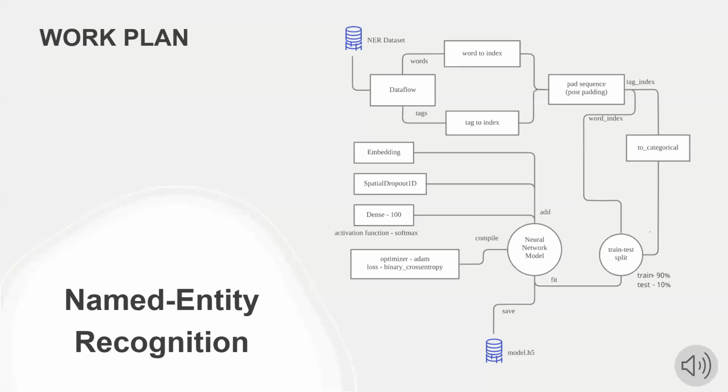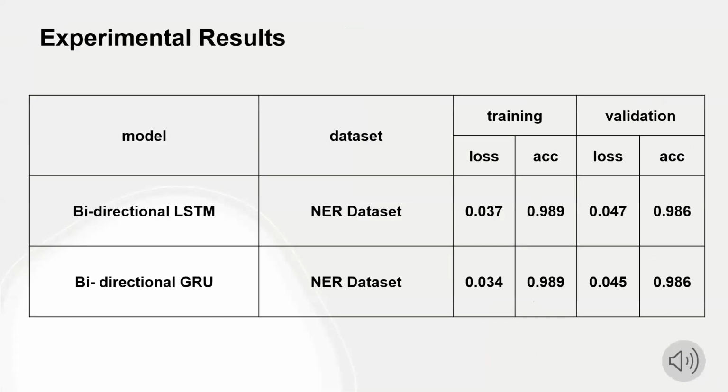Here we have used the GMB corpus for predicting time, location, organization, etc. The workflow is absolutely similar to our previous work. And then we have the experimental results. We can see here that the accuracies of bidirectional LSTM and bidirectional GRU are almost similar, so we can keep either one as the preferable model for our named entity recognition.